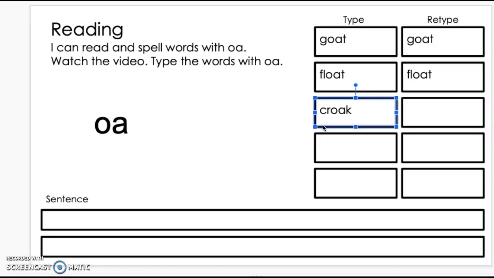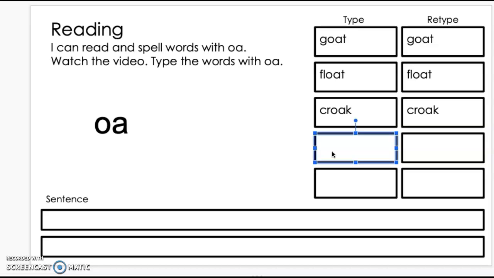And remember, we only use CK at the end of a word when it's a short vowel, but OA says O, so that's a long vowel, so we have to use K. All right, if yours look like mine, you are retyping it. And remember, we want to keep it lowercase letters because we only use capital letters at the beginning of a sentence or if it's a proper noun. And that means a person's name, a place name, or a thing's name.